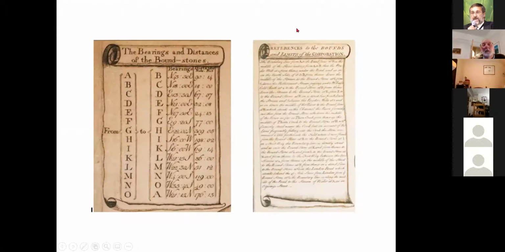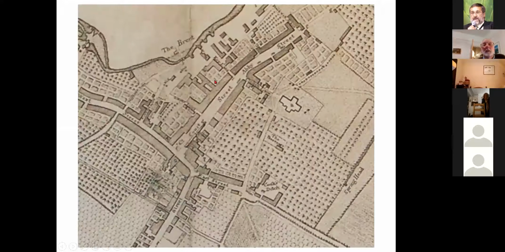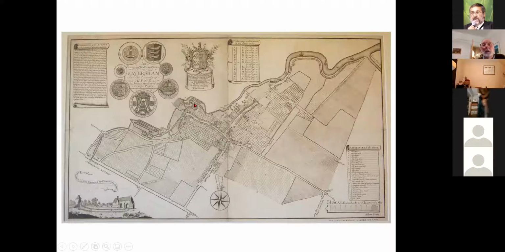We see a bit more detail here. If I just go back to the original map here, we can see here the marsh works, gunpowder works. This is where Stonebridge Pond now is. And you can see all the leats here. And Chart Mills is somewhere in this complex here. So that really shows the extent of the gunpowder works at that time.